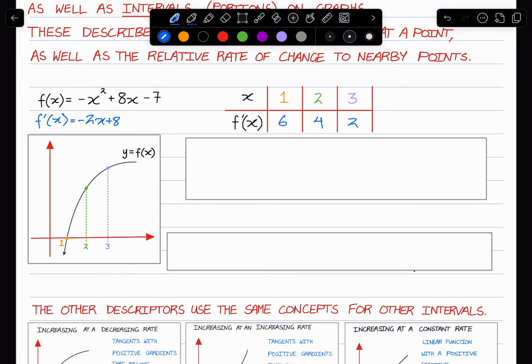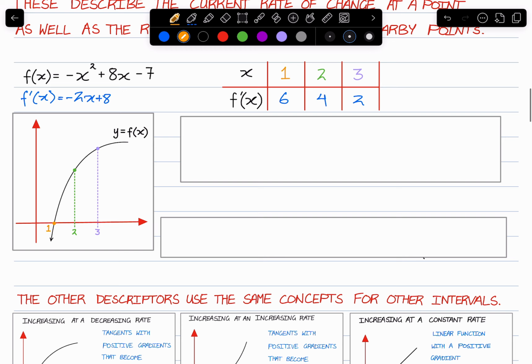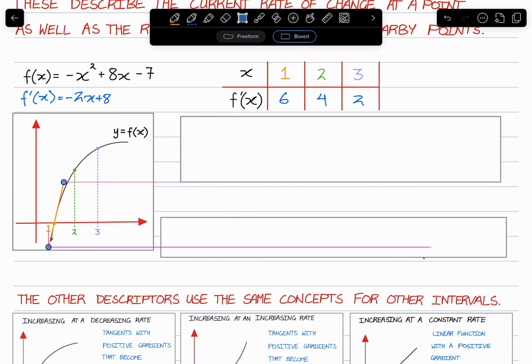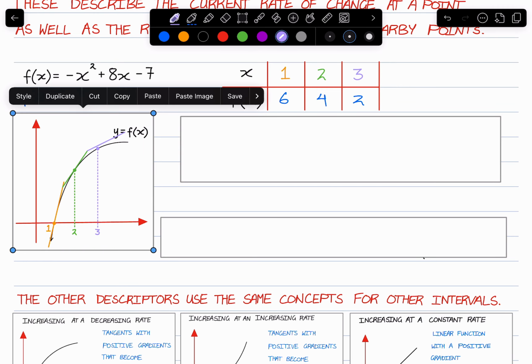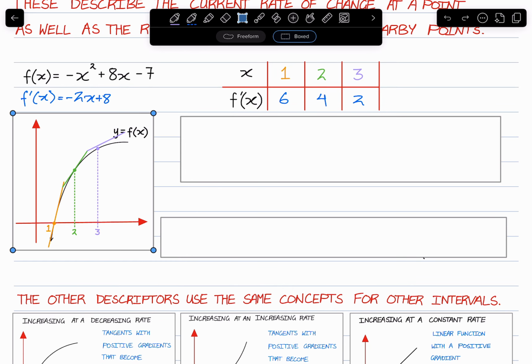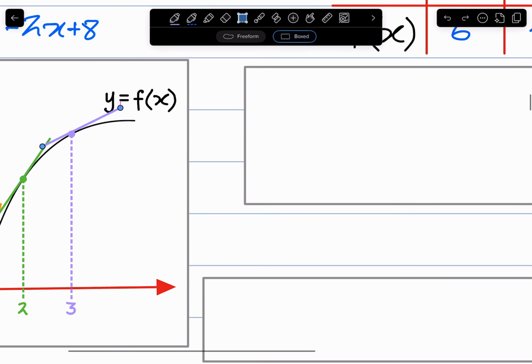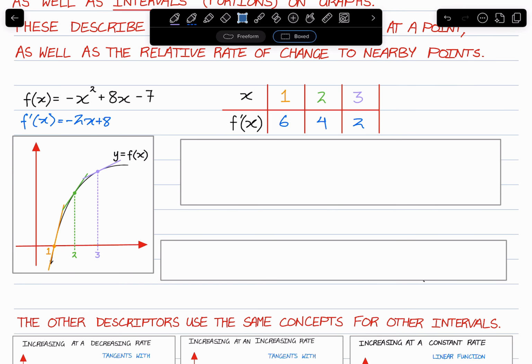So what this will now look like in terms of tangents, it's saying that this tangent at this point, its gradient is 6. The next tangent at 2, its gradient is 4. And this tangent here, let's move it there, its gradient is going to be 2.